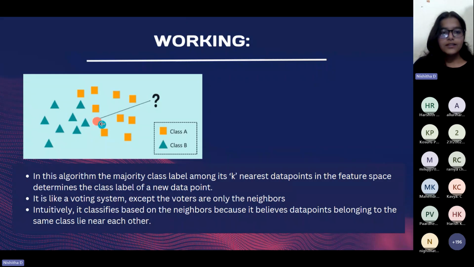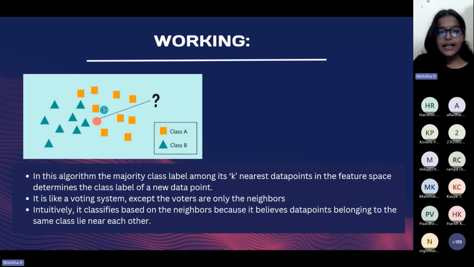Okay. So this circle over here is nothing but a test data point. That means the model does not know what class this circle belongs to. You can see these squares. These squares are nothing but data points of class A, and these triangles represent data points belonging to class B. Now this KNN model has to predict which class this circle belongs to.